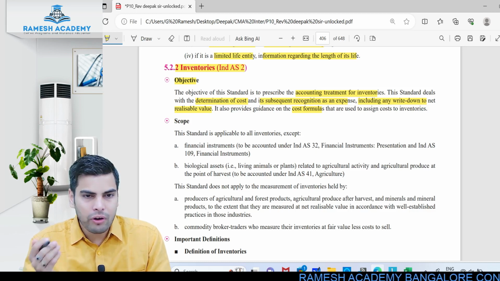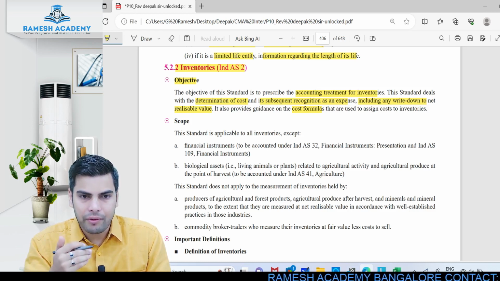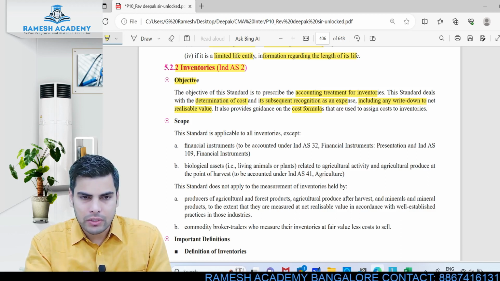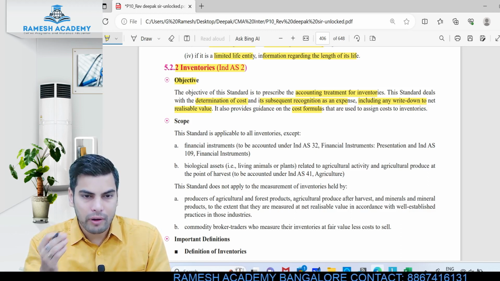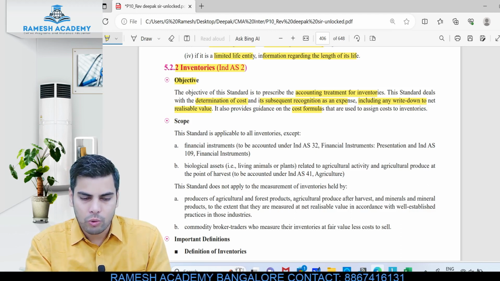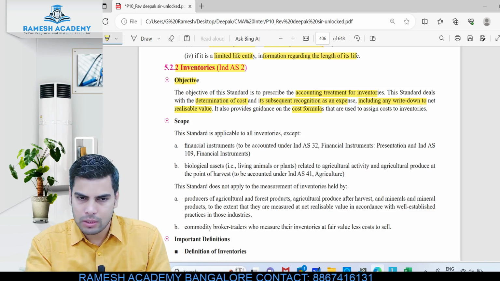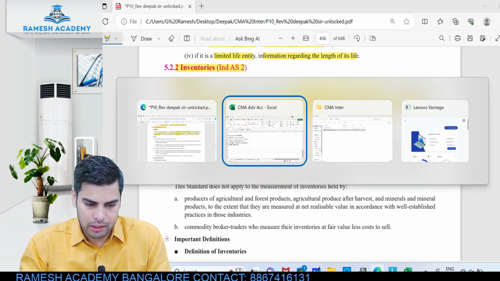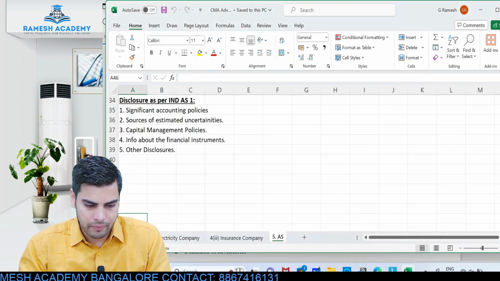And again, if you are valuing the inventory at net realizable value, or if you are writing down the value by some extent, if you are deducting some portion of the amount from the inventory, what exactly is the treatment which we are supposed to give? That is what we'll be learning in this Indian accounting standard 2. Okay, so let me just write this.